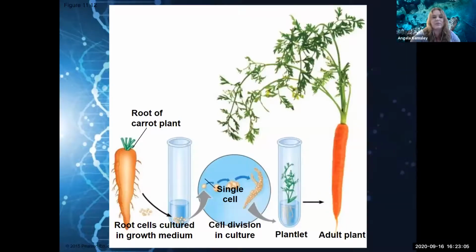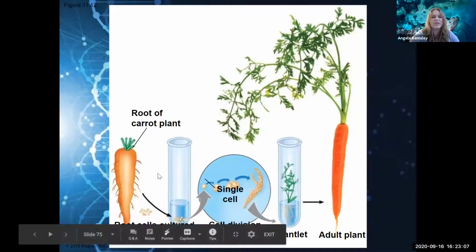So here's an example from a carrot. So you can actually take root cells from a carrot. So you don't take the whole carrot, you just take root cells and you can cultivate them in some kind of medium. And those cells will actually differentiate and form a whole carrot. So we didn't take cells from every part of the carrot. We just took them from the root, but those root cells can still grow an entire carrot.